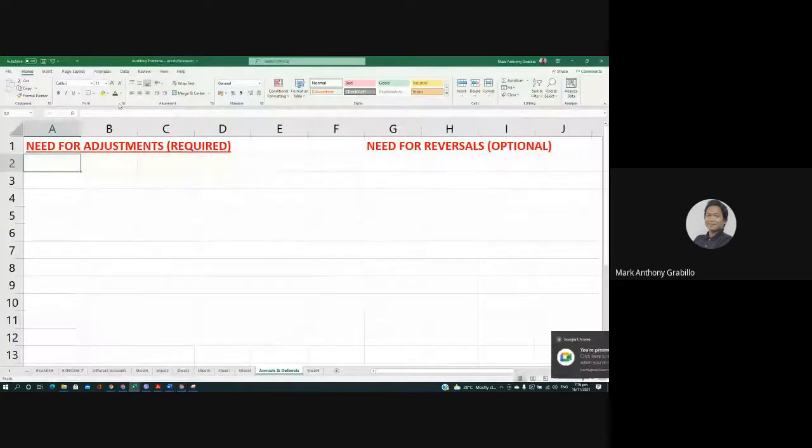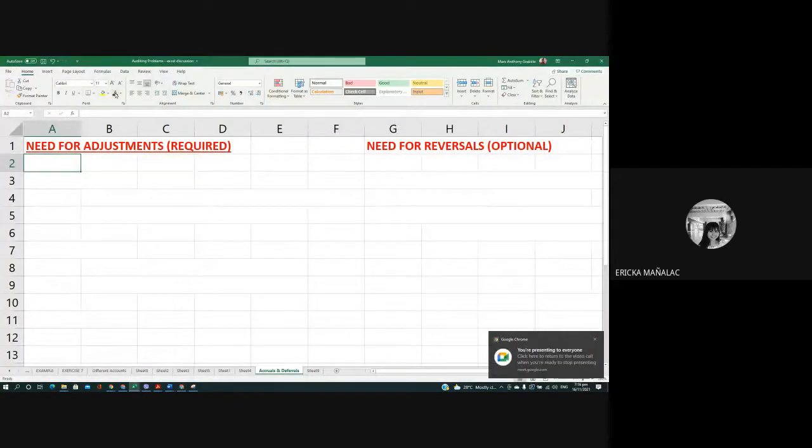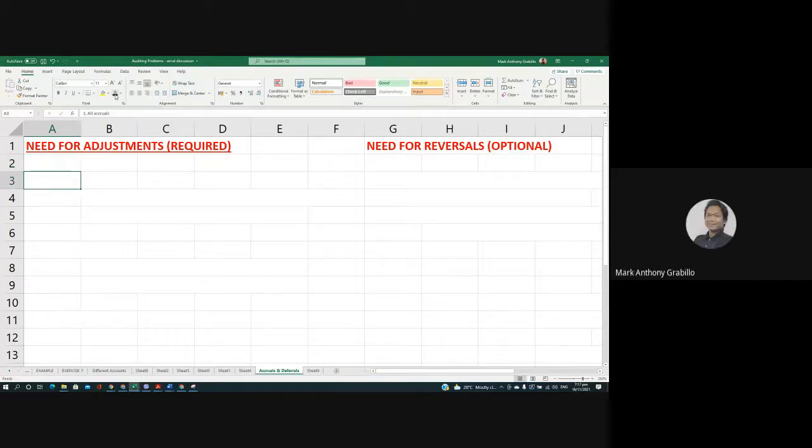Erica. Accrued expense and revenue, unearned revenue, prepayment, tsaka po yung mga depreciation, amortization po. That's correct. So all accruals, tama po yun. All accruals required na i-adjust. Ano ba yung accruals na yon?